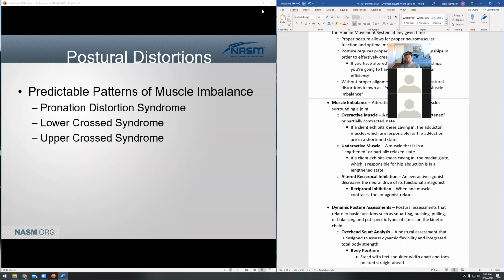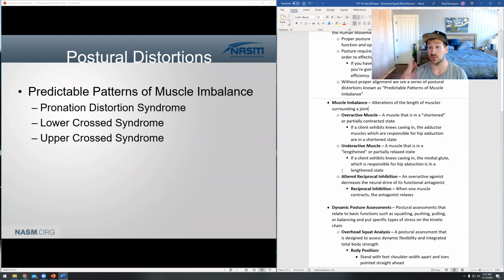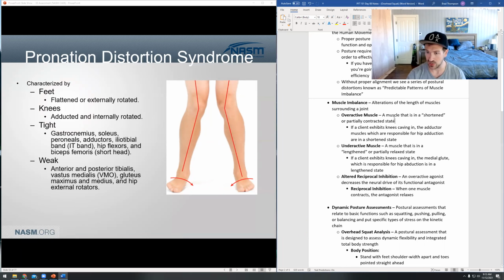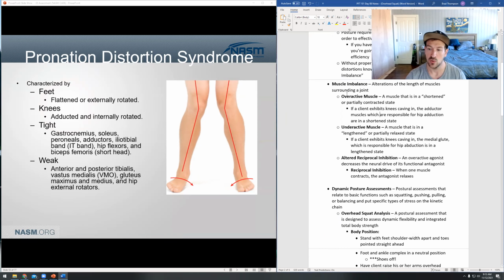So those are our common postural distortions, and those are the problems they cause, right? The three that are most common when it comes to static posture, the first one is called pronation distortion syndrome. We've talked about this a lot, but this is where, when we look at a muscle imbalance, we have altered length of the muscles. We have an overactive muscle on one side that is in a shortened or contracted state. For instance, if a client's knees are caving in, the adductor muscles, which pull the knees in towards the middle, are in a shortened state. They're used to squeezing this way, so they won't really let go.